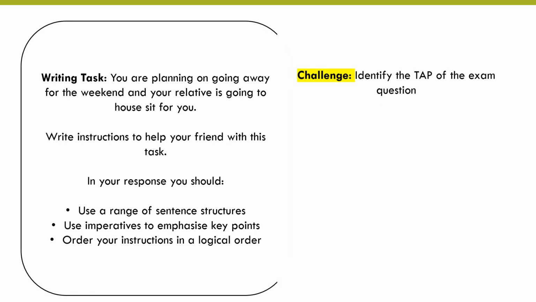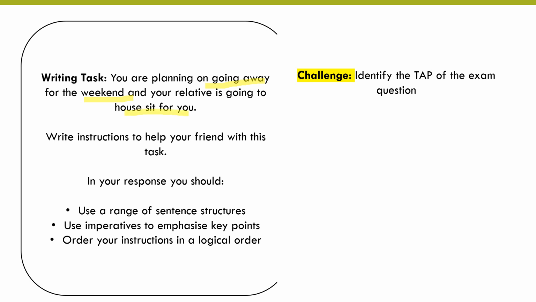So the first thing to do whenever you've got a question like this, whenever you've got any writing question really, is to identify the TAP of the exam question. What we mean by that is the topic, audience and the purpose. So specifically the topic is going to be relating to going away for the weekend. That would be something that I might mark off or underline in my actual assessment, and someone is going to house sit for you.